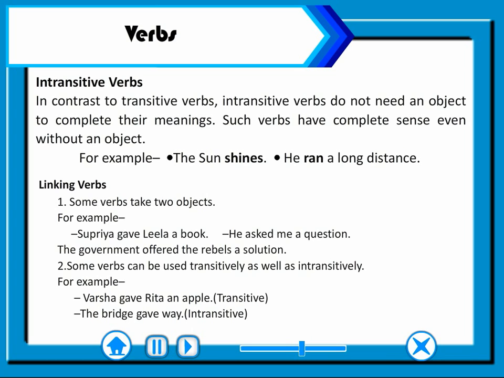Some verbs can be used transitively as well as intransitively. For example, Varsha gave Rita an apple. Transitive. The bridge gave way. Intransitive.